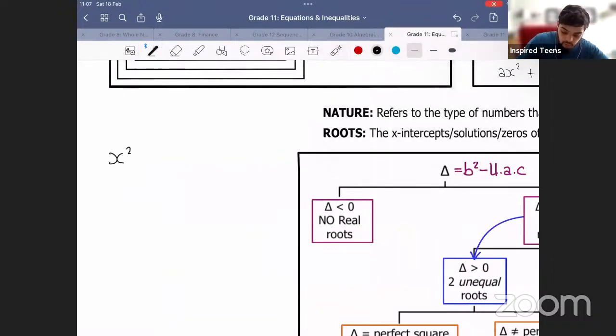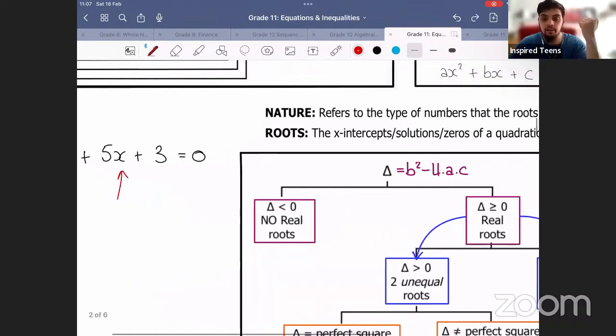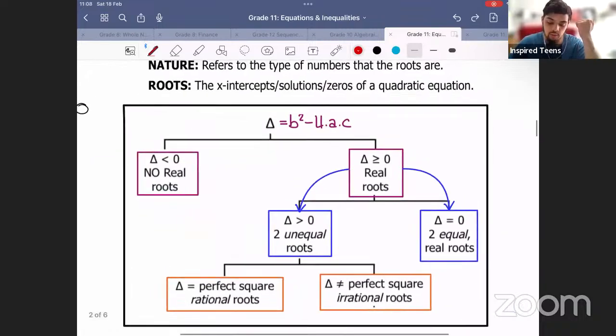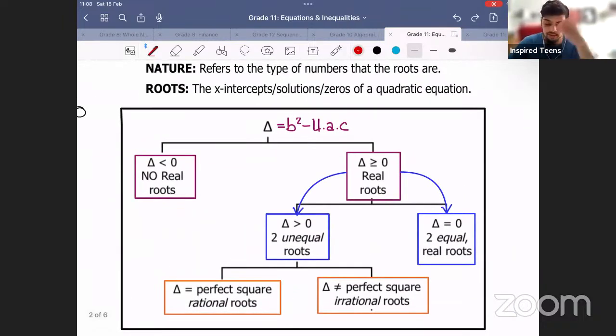Okay, x squared plus 5x minus 3. Whatever equates this to 0, whichever value for x makes this entire thing 0, that is basically referred to as a root. You'll see we will deal with parabola graphs to understand that.